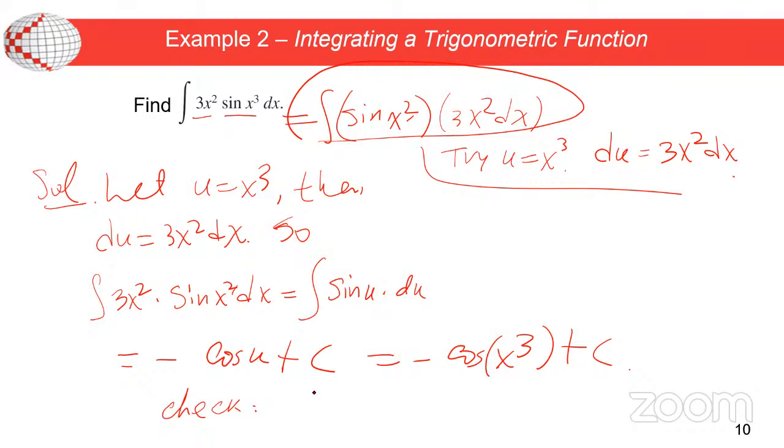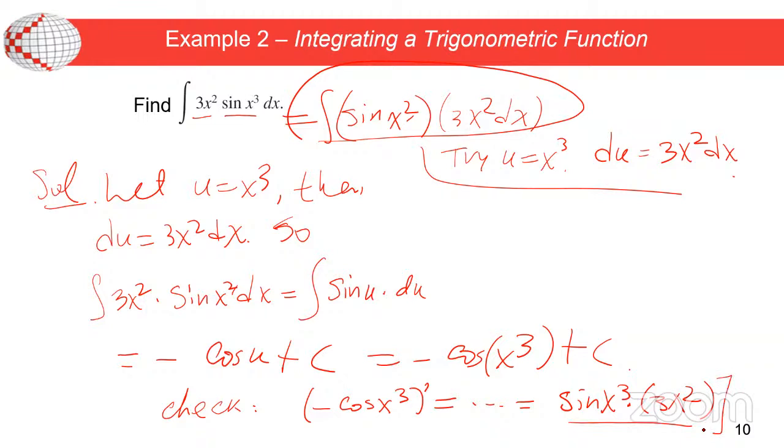You can check that the derivative of this is going to be exactly sine x cubed times 3x squared, because you need to use the chain rule, right? The derivative of cosine is a negative sine, so the negative sign will be canceled. You will also get the derivative of x cubed, which is 3x squared. So that's the same. So you can always check if you want.